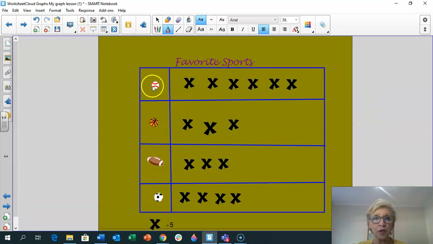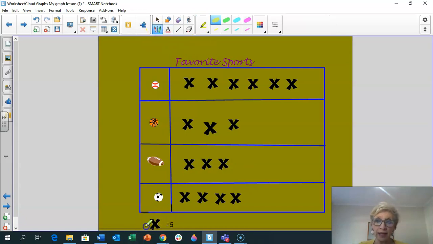So for instance, the first one over here is, that looks like a baseball. So that's baseball, and there are 6 little crosses, which tells me that there represents 6 times 5, which is 30. And then this one here is a basketball, and that there is 3. So 3 times 5 is 15. And the football, because this looks like an American football, also has 3 people voted for it being their favorite sport, which is times by 5, because here we have our key at the bottom.